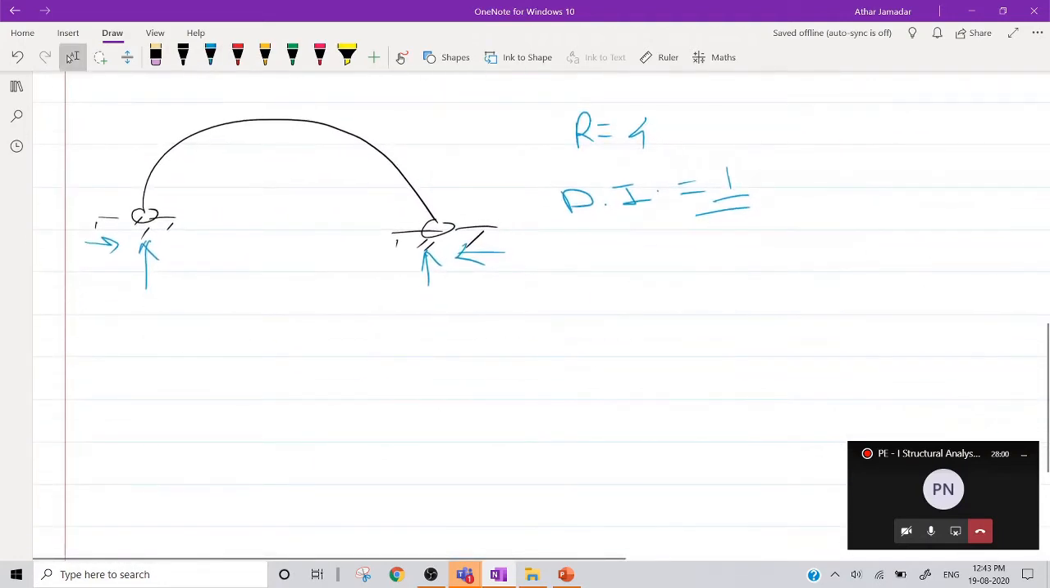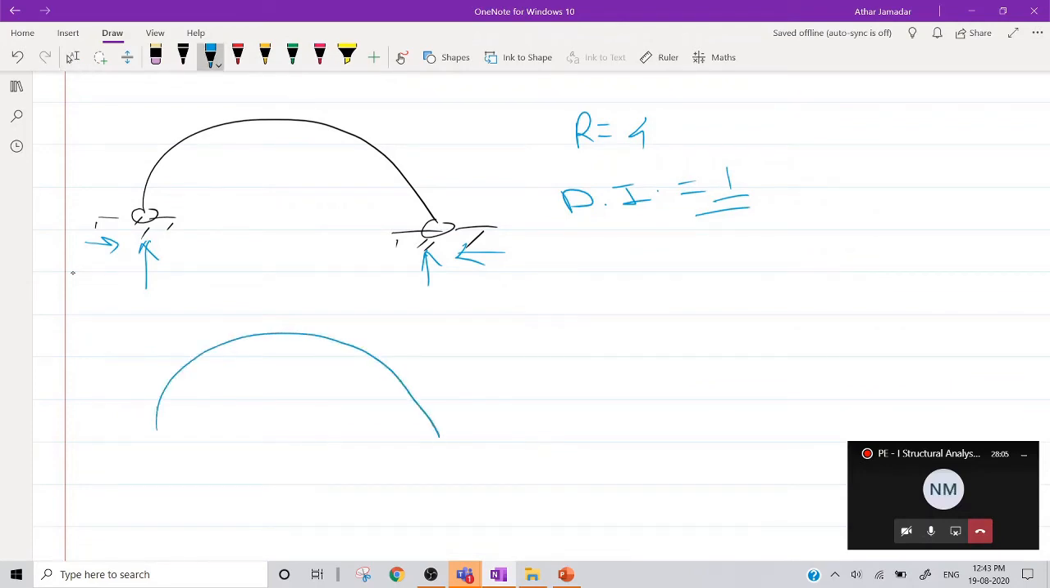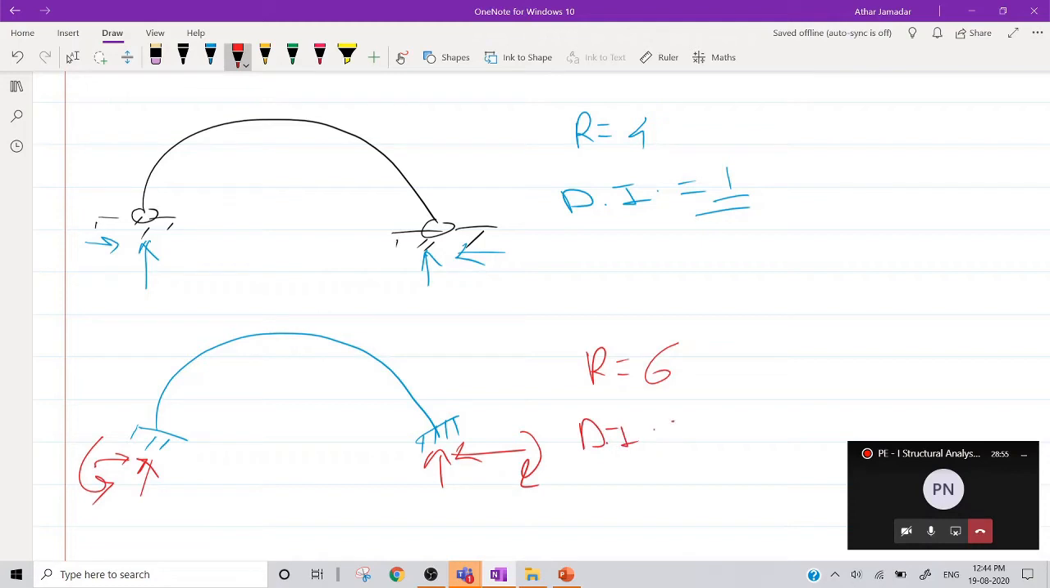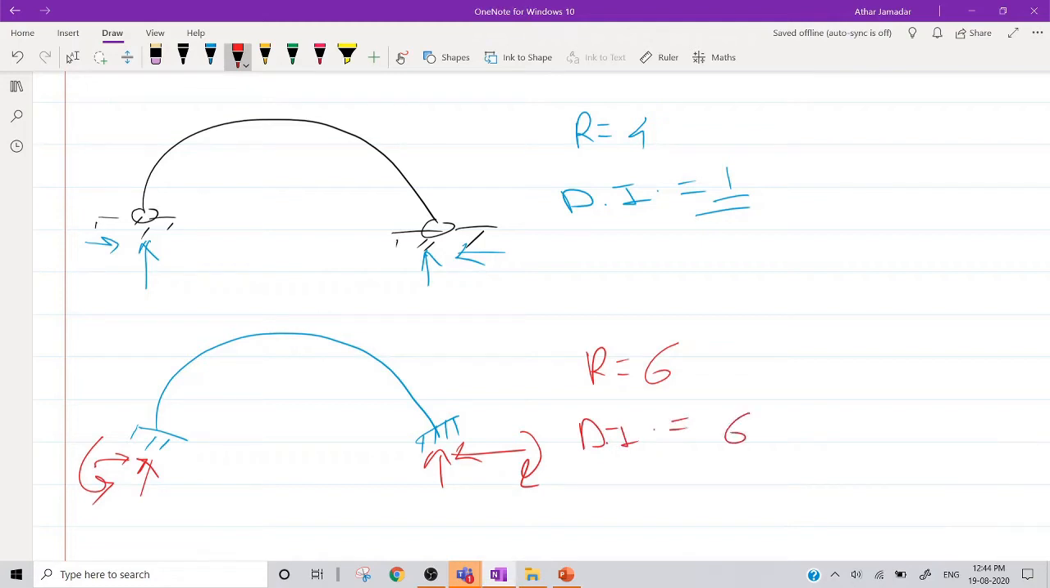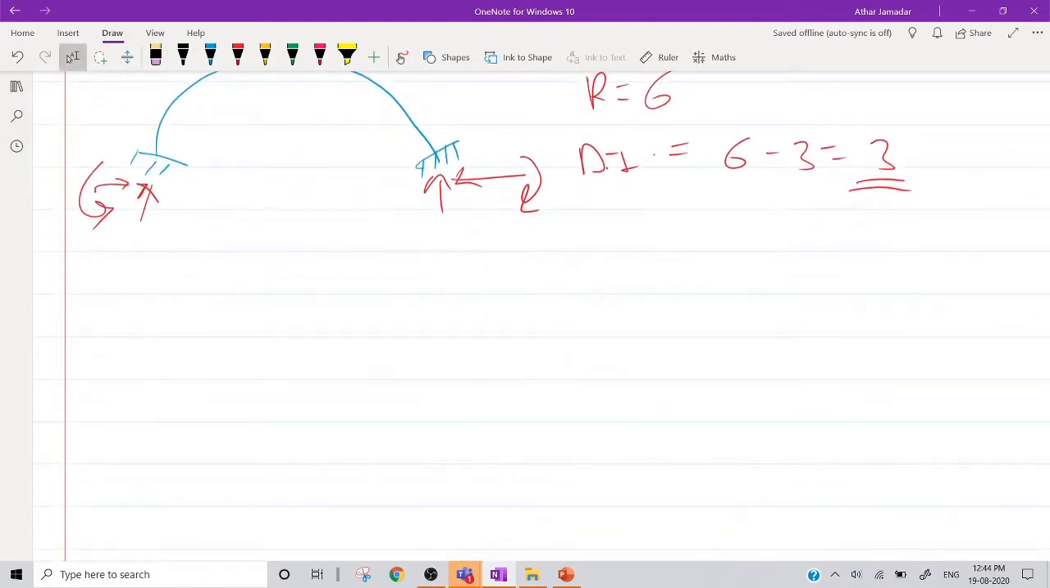Okay, so this is the first example. Now let us take the second example. Let us now assume this arch is fixed at both supports. At each support there will be one vertical reaction, one horizontal reaction, and one moment. Similarly at this support also. So the total number of R in this case is 6. So di is going to be 6 minus 3, that is 3. So a fixed arch is also an indeterminate structure. Okay. Now let us take one example here.